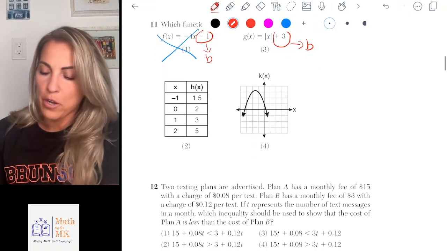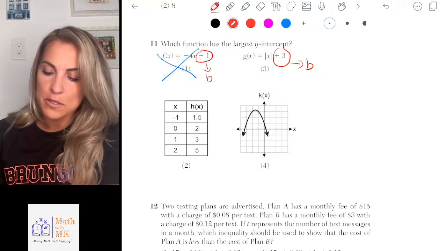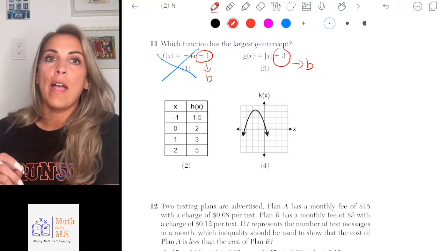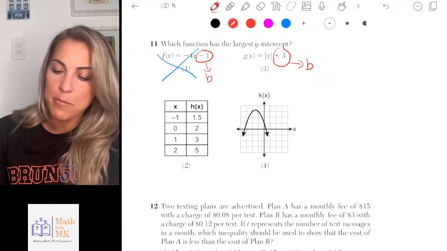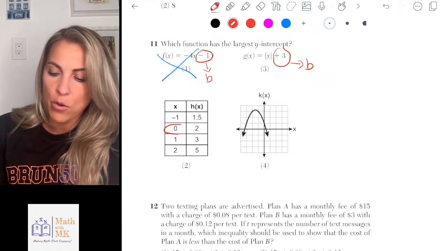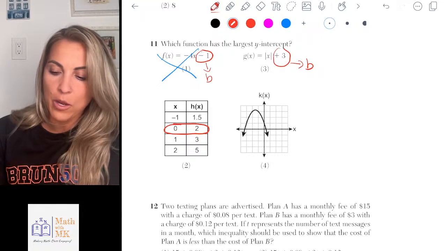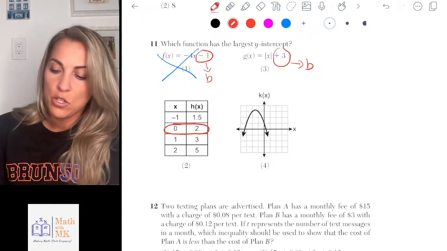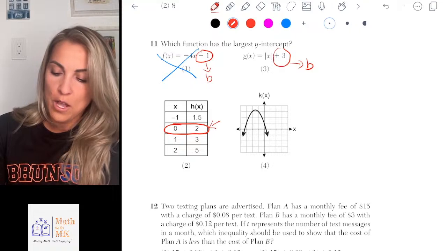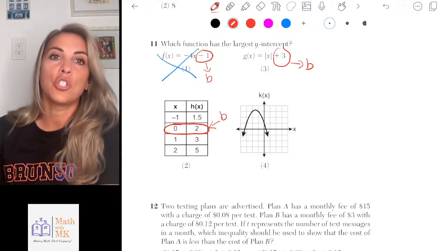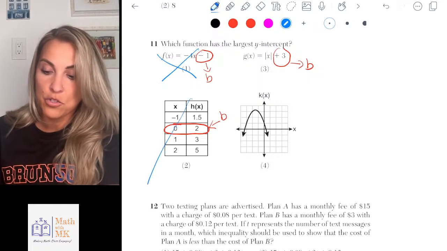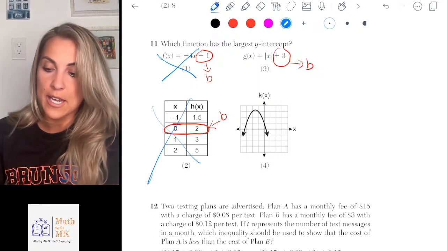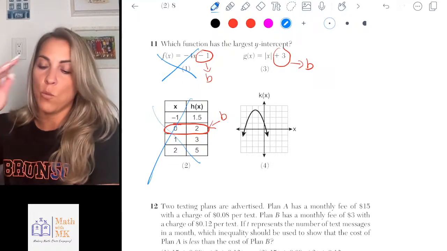Number 2, sorry, I went horizontal instead of down. So answer choice number 2, remember I said the y-intercept occurs where the x value is 0. On this table, you see an x value of 0, and at that point, the corresponding y value is 2. So for answer choice number 2, my y-intercept is 2. Again, I'm going to cross that one out as well because 2 is not the largest one, since answer choice number 3 has 3 as the y-intercept.